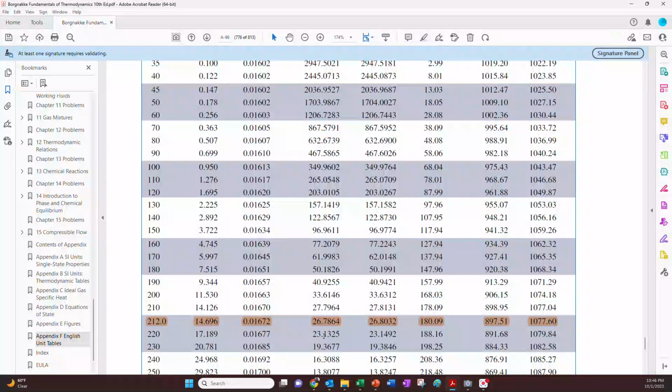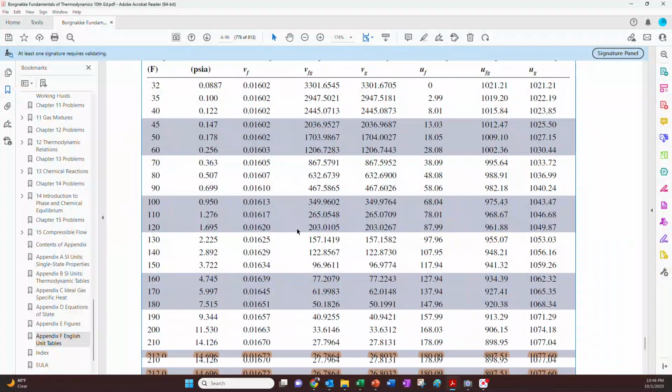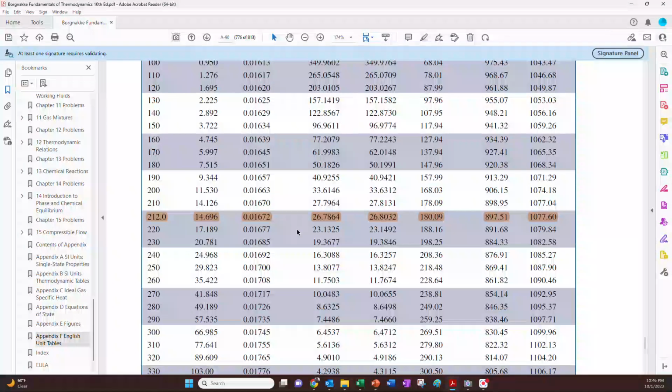So we go Vf is equal to 0.01672, and these are going to be cubic feet per pound mass. And then the Vfg, do I need that? I'm going to write it down anyway. 26.786 cubic feet per pound mass. And Vg of 26.8032 cubic feet per pound mass.